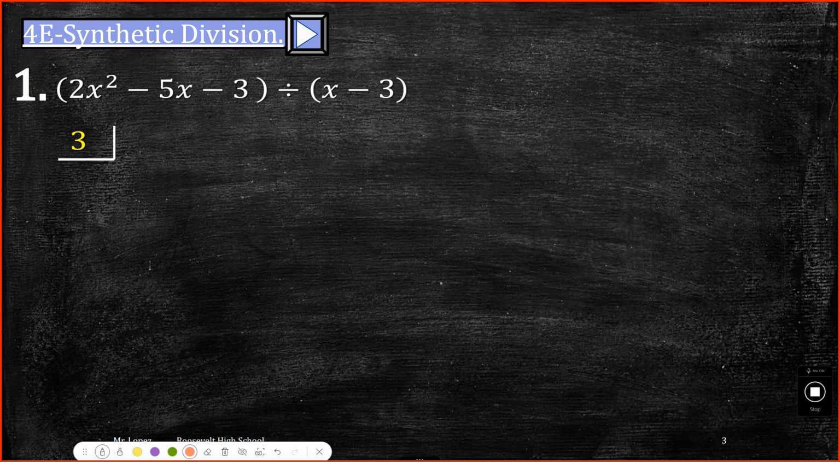So what's going to go in the box is positive 3. Let's put positive 3 there. And then we draw a line down here. On top, you're going to put the coefficients of what you're dividing into: 2, and after 2, negative 5, and after the negative 5, the negative 3 over here.